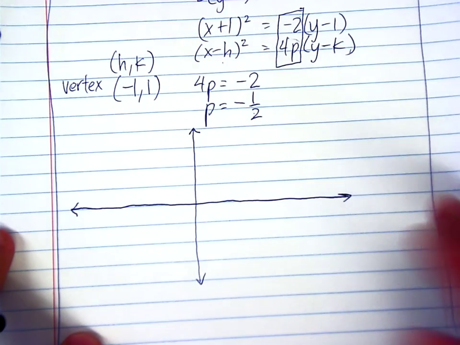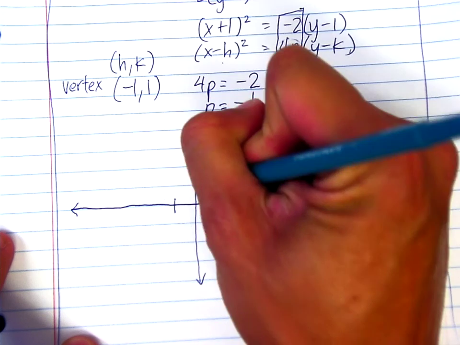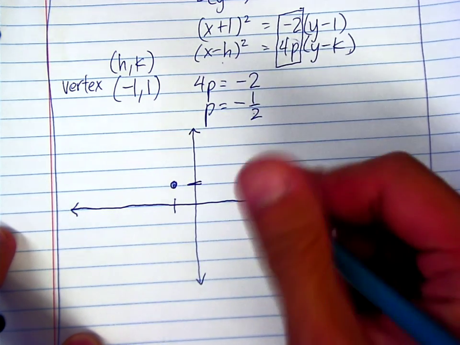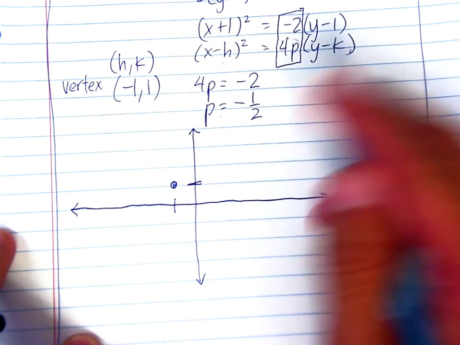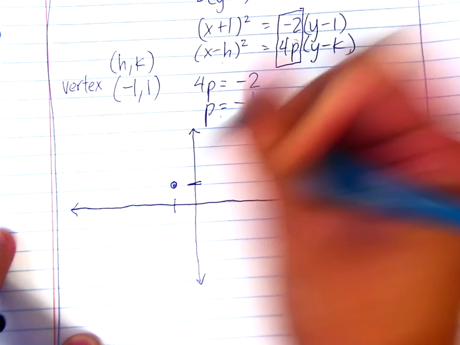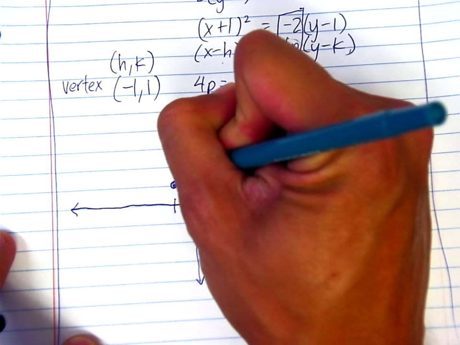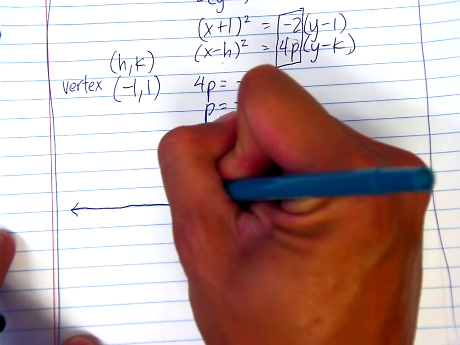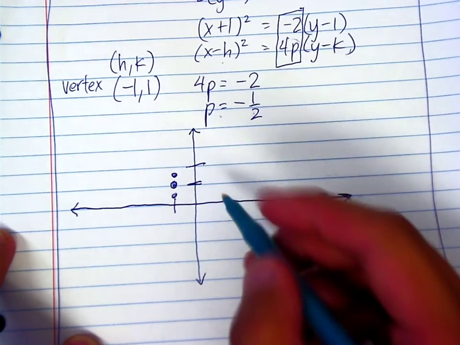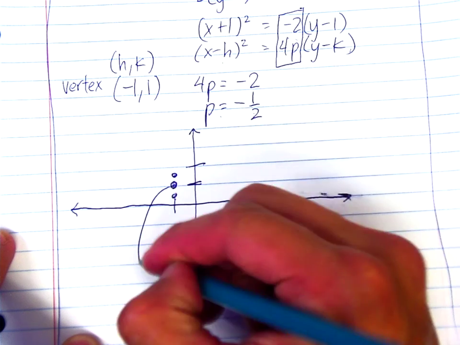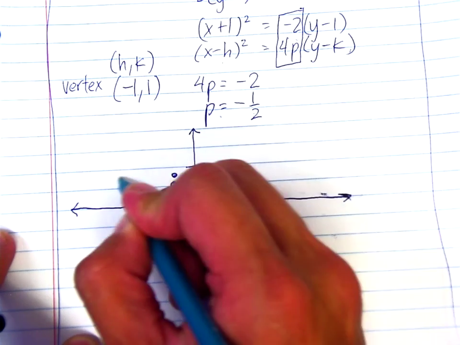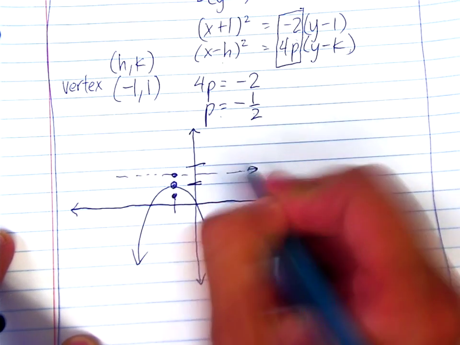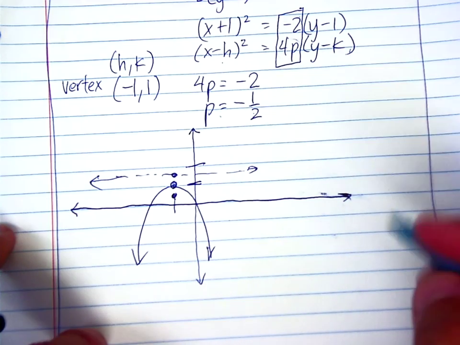Alright, so negative 1, 1 is the vertex, it's just a quick sketch, no big deal. Okay, and then I know it's a parabola facing down. P is negative 1/2. So again, p is the distance from the vertex to the focus and the directrix. So I'm going to go 1/2 up and 1/2 down. Okay, and since I know my parabola is facing down, my focus is inside the parabola, and the directrix is going to run this way. Okay, so let's label all the spots.